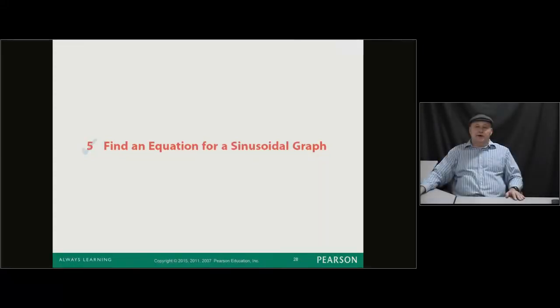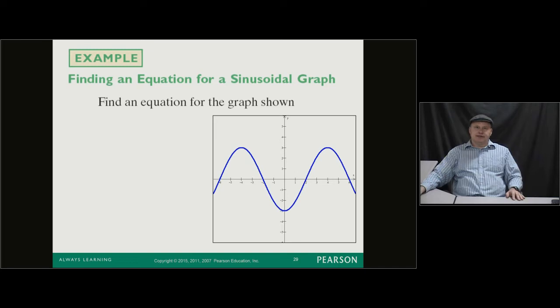Hello, in this discussion we're going to do things a little backwards. We're going to find the equation given a sinusoidal graph. So this time you're going to give me the graph and we're going to come up with the equation. Typically they give you the function or the equation and then you graph it, and the graph represents the solution. Here, a little backwards.